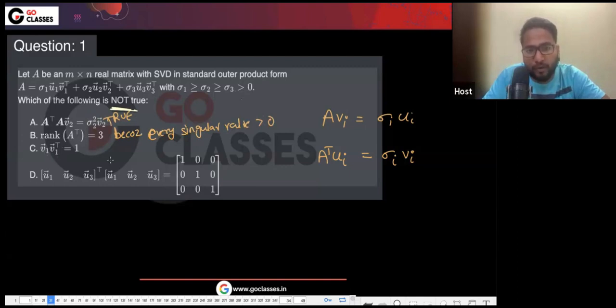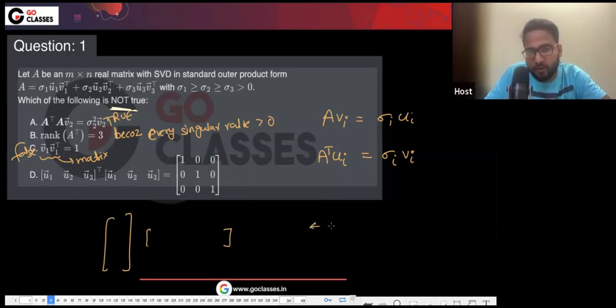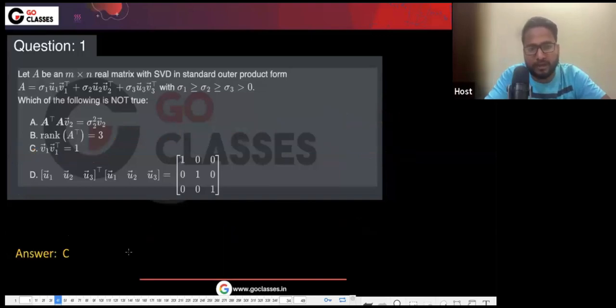V1 transpose equal to 1. Is this not true? See, V1 is a column vector, and V1 transpose will be like this. So it is a matrix, not a scalar. So that's why this is false. So this is false. What about this? Yes. So if you take the transpose of this particular matrix, then the first row will be U1 transpose. And if you multiply this U1 transpose with U1, then you will be getting 1. So that's true. Okay. So it was an easy question only. Now let's just move to the next question. Okay. C is the correct answer here.